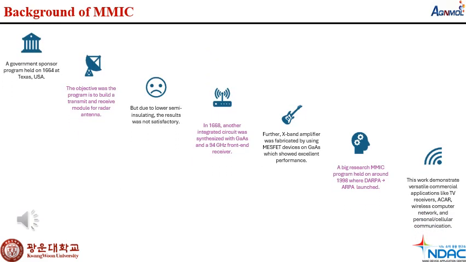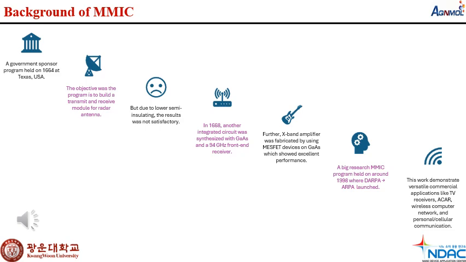In this slide, I will talk about the background history of this MMIC technology. In 1964, a government-sponsored program was held in Texas in the USA. The main goal of this program was to build a transmit and receive module for a phased array radar antenna. Unfortunately, the result of this program was very disappointing because of the lower semi-insulating properties of silicon.